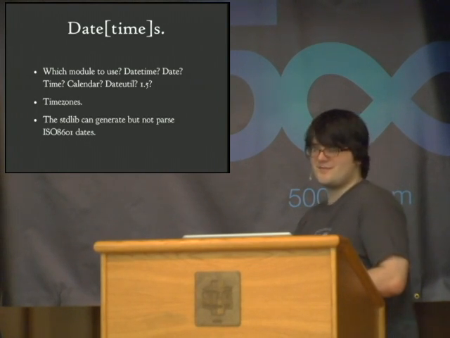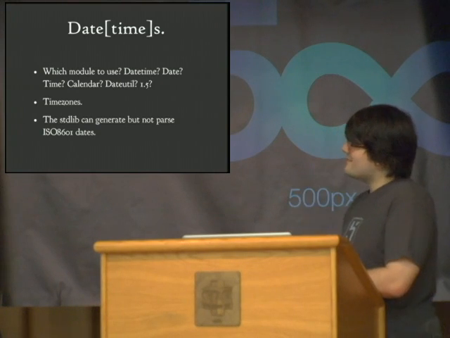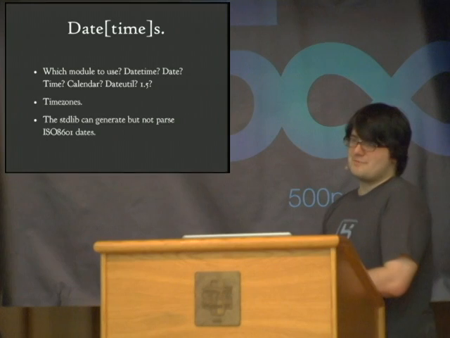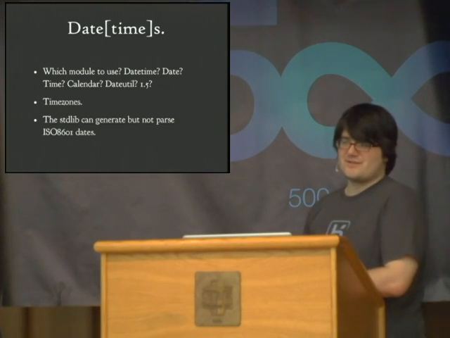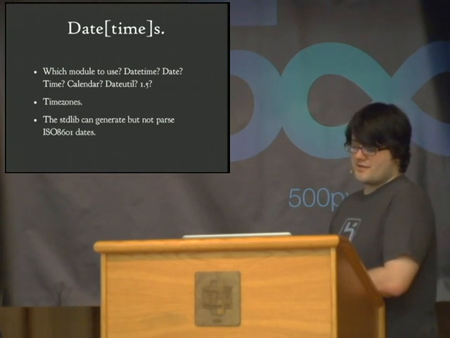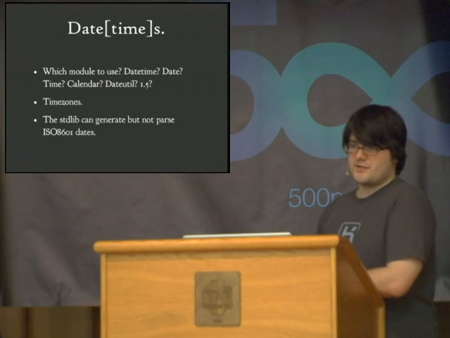Some other issues that come up a lot is the datetime issue. Which module do you use? There's datetime, calendar, dateutil. If you just do pip install dateutil in Python 2.7, when you import it, it will just fail. It's because it's actually the Python 3 version, so you have to be very explicit and specify that you want the 1.5 release. And that causes a lot of problems for people. Time zones, I'm not going to get into that, but I'm sure we've all felt that pain. Apparently the standard lib can generate but not parse ISO 8601 dates, so that's kind of a big deal.